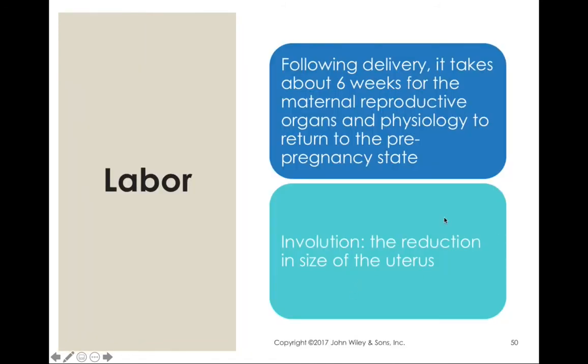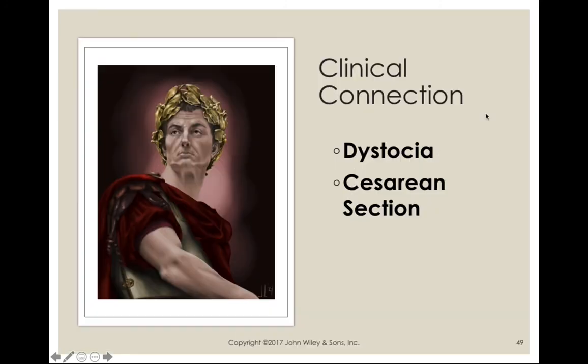So the uterus's reduction in size is referred to as involution, and that process is going to take about 6 weeks. Dystocia is a term to indicate difficulty in labor, and if severe enough, a cesarean section is often used to get the baby out of the mother. A cesarean section, or C-section, is when an incision is made in the abdominal wall of the mother, and the baby is then removed by that means instead of through the vagina.